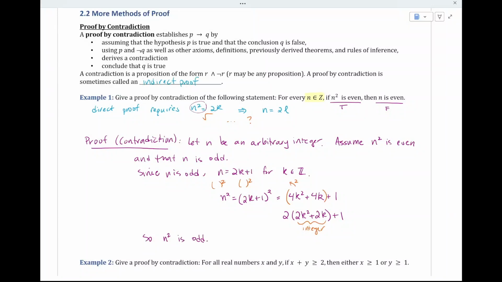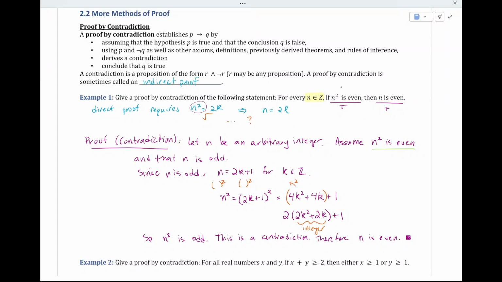And this is a contradiction because up here at the beginning, I said n squared is even. So this is a contradiction. Therefore, n is even. And that is the end of my proof. So that is a proof by contradiction.